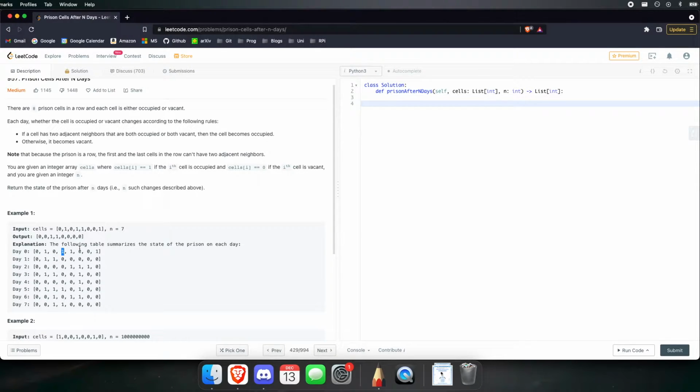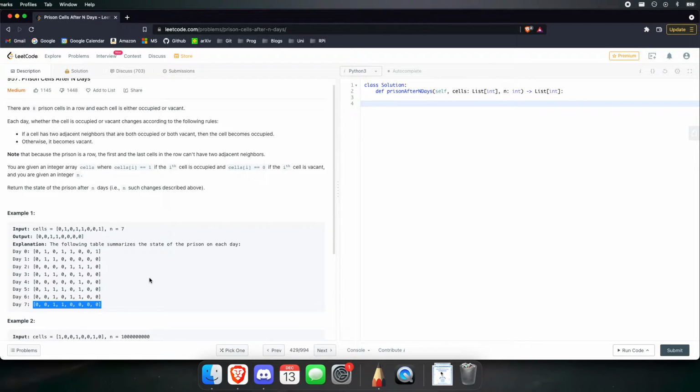Now this 1, one of its neighbors is 0, the other neighbor is a 1, so this turns into a 0. Same thing goes for this one up here. This 0 and this 0 is the same thing. And this cell at the end doesn't have 2 neighbors, therefore it changes to a 0. So now this goes on for a couple more days following these rules, and we're left off with this array, with this state of the prison.